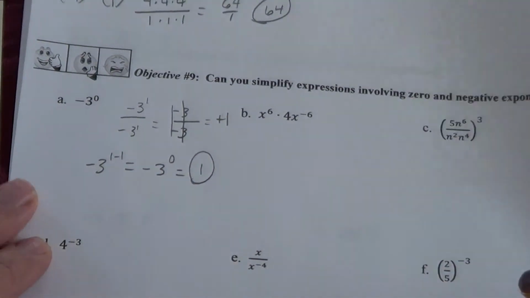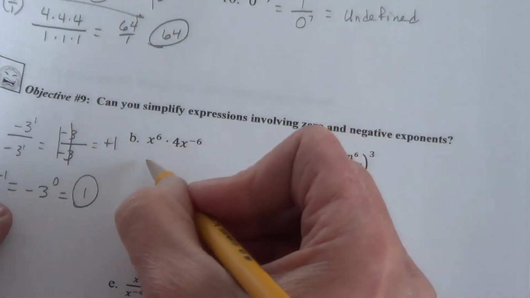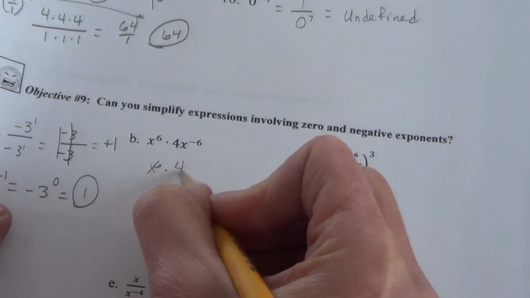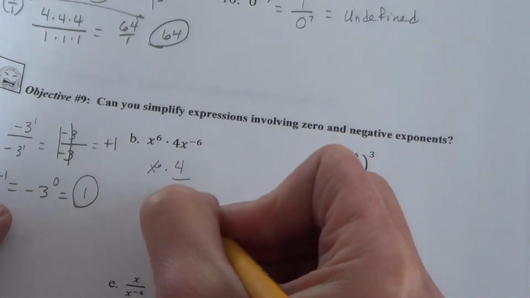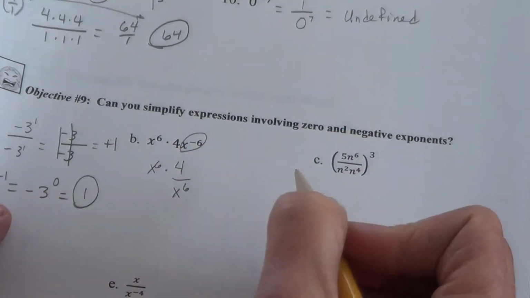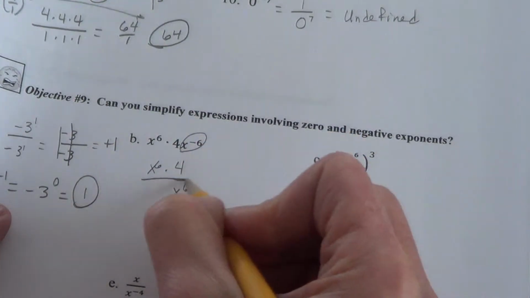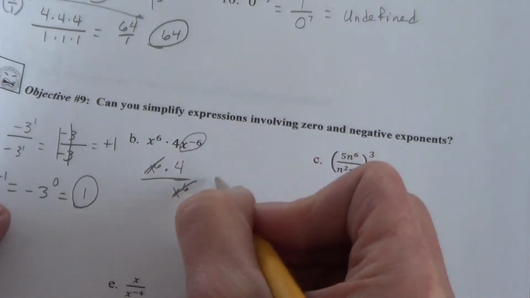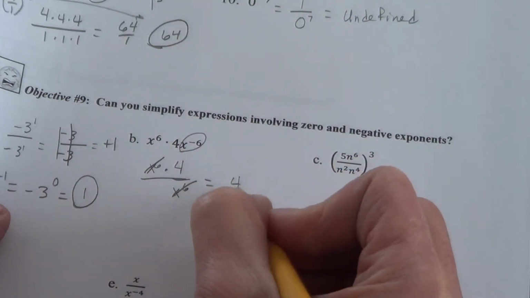Anything. Okay? Here we have x to the 6th times 4. Now take this x to the 6th and put it on the bottom because it has a negative exponent. Now we have x to the 6th times 4 over x to the 6th. The x to the 6th will cancel and we simply get 4.